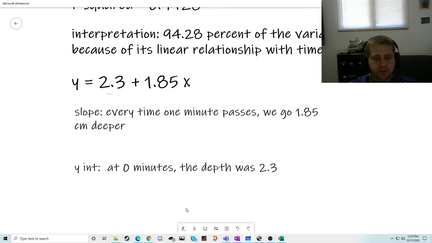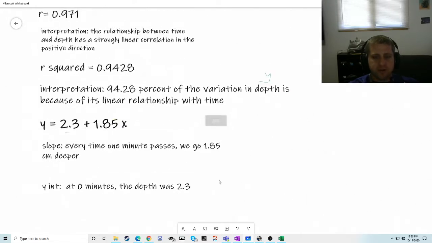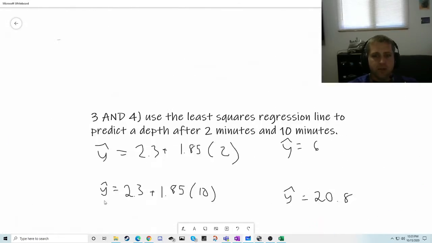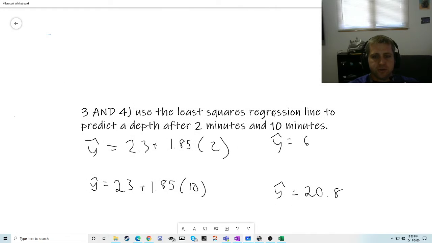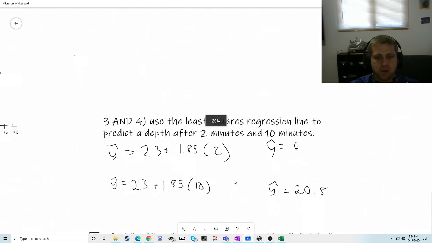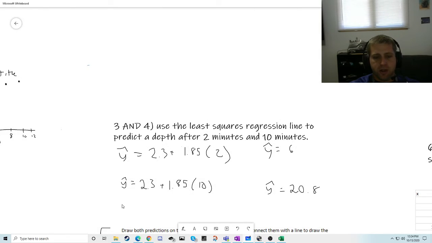Okay, moving onwards. This one might be a slightly longer video, because this is kind of a long one. Making a prediction. Use the least squares regression line to predict a depth after 2 minutes and 10 minutes. I asked you to make 2 different predictions with yours, so I'm doing 2 predictions with mine. So I plug 2 and 10, which are my values. You're going to have different ones, but into the least squares regression equation, and I got out 6 and 20.8.